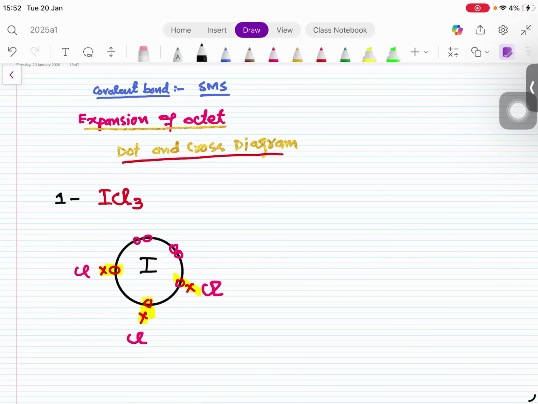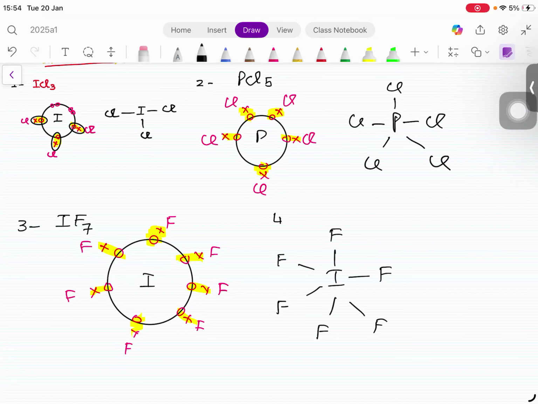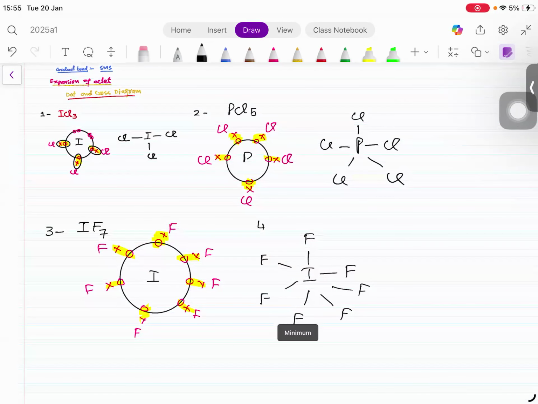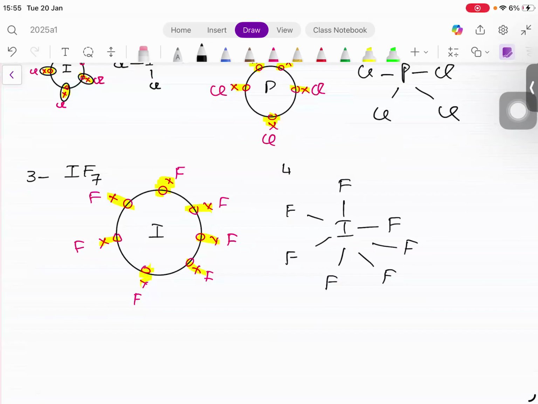Next, in the case of PCl5, you can draw the displayed formula like this. And in IF7, you can draw the formula like this. 1, 2, 3, 4, 5, 6, and 7. So IF7 has 7 electron pairs around the central atom.